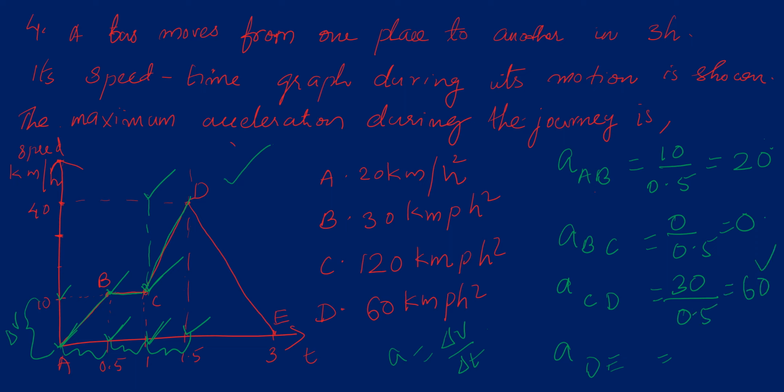From D to E, the y value is from 40 to 0, so delta V is 40 minus 0, that is 40, divided by time from 1.5 to 3. So delta T is 3 minus 1.5, that is 1.5. You will get 26.6. Among these, this is the greatest one, 60. So our answer is option D, 60 km per hour square.